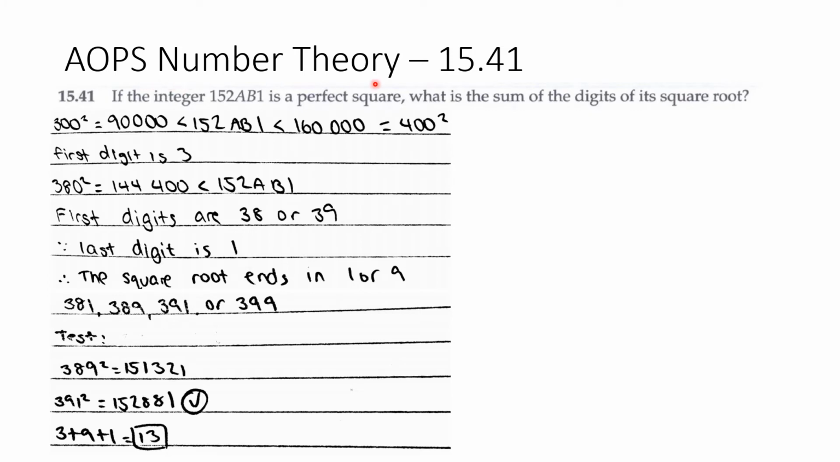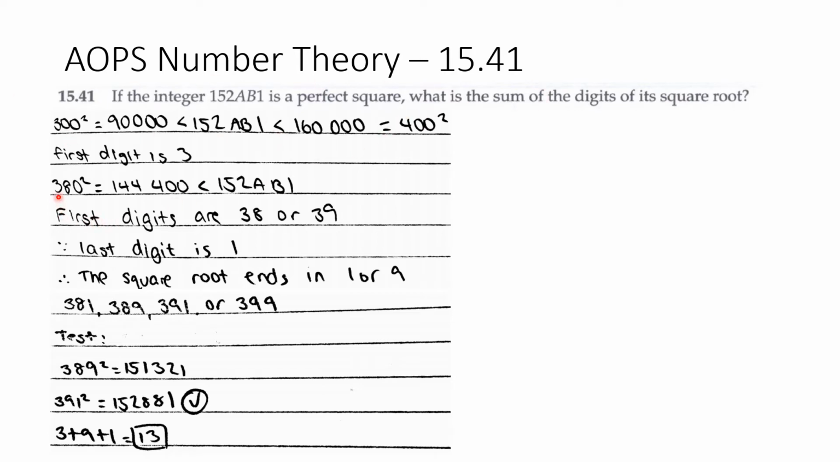AOPS number 3015.41. If the integer 152ab1 is a perfect square, what is the sum of the digits of its square root? So since 300 squared is equal to 90,000, which is less than 152,0ab1, which is less than 160,000, which is equal to 400 squared, that means the first digit is 3 of the square root because this is in between these two.